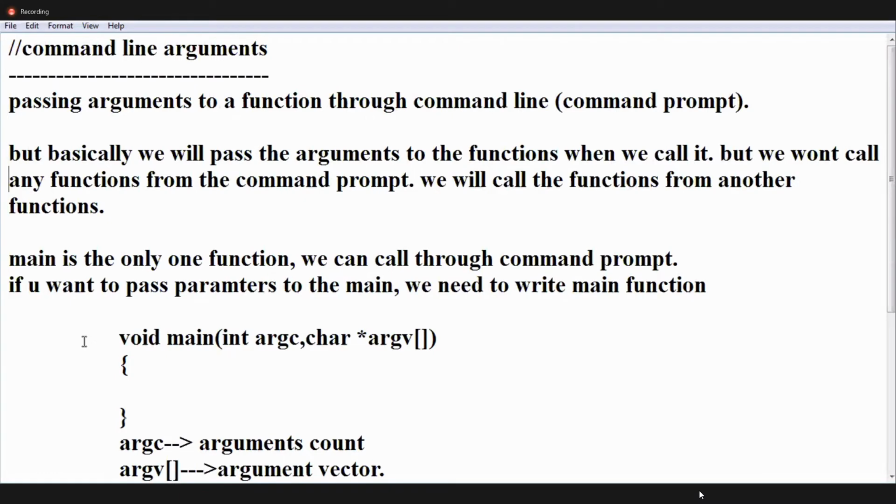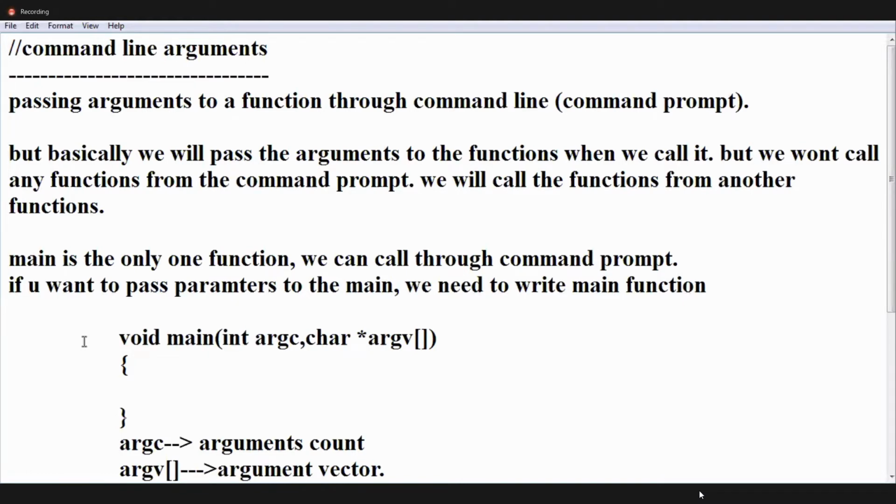Read once, if completed. Passing arguments to a function through command line. Basically, we pass the arguments to the functions when we call it. But we won't call any functions from a command prompt. We'll call the functions from other functions. Main is the only one function we can call through command prompt.